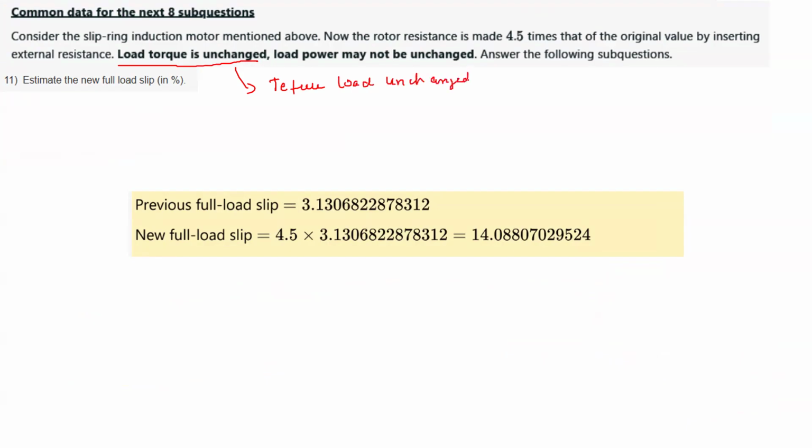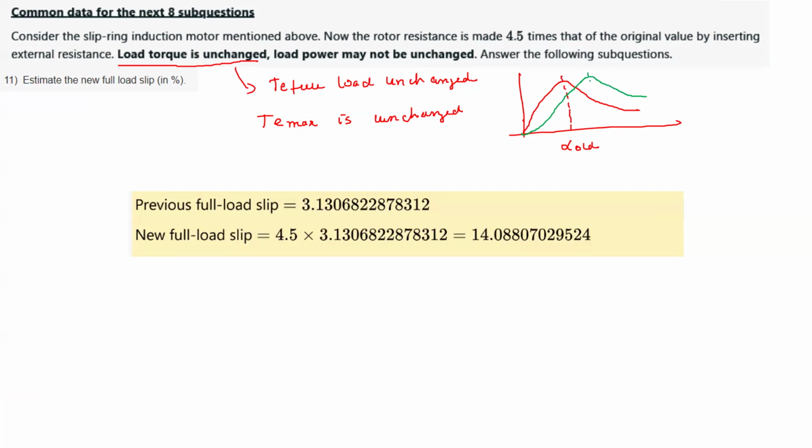Okay. And we know that T_E max also is unchanged, right? So when we add external resistance, what happens to the torque slip characteristics? Let us say this is the torque slip characteristics at one value, at alpha old. Now, alpha new: when we add external resistance, this torque slip characteristics just shifts like this.